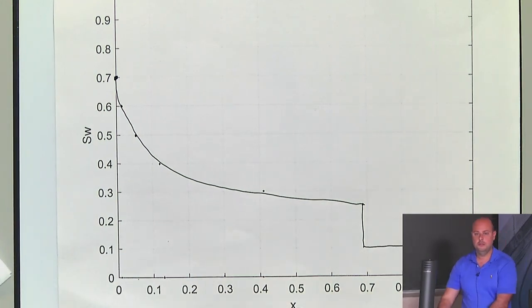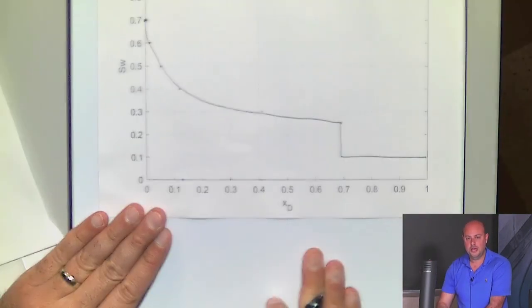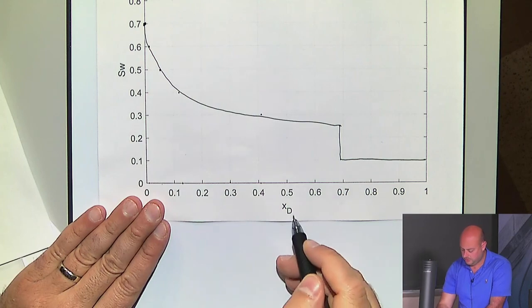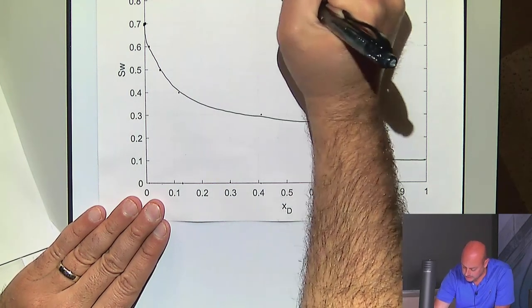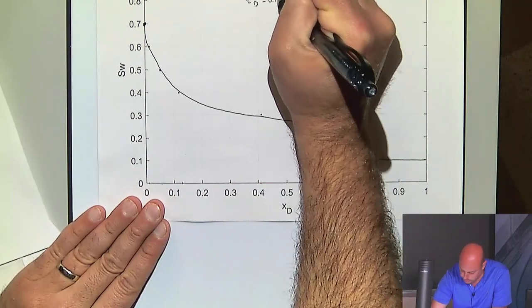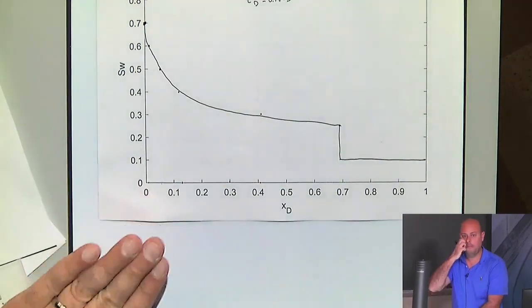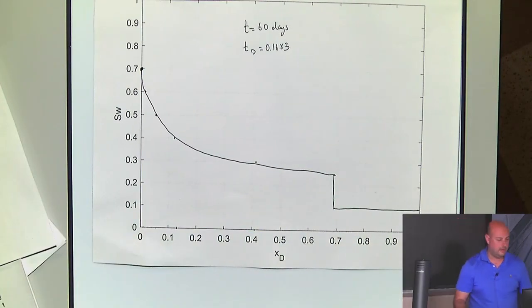So this is a sketch of what the water saturation versus distance looks like at T equal to 60 days, or TD is 0.1683. Okay. And you could make that plot for other times as well.